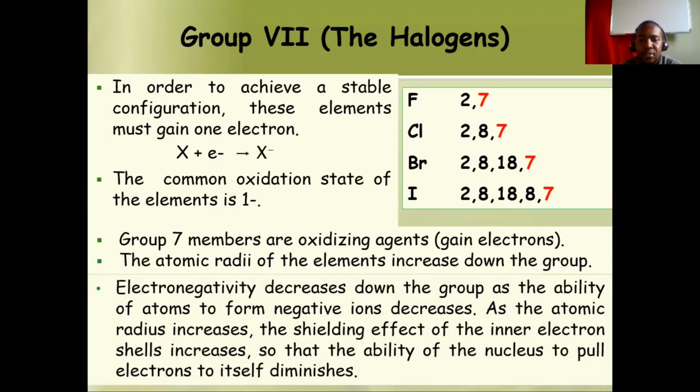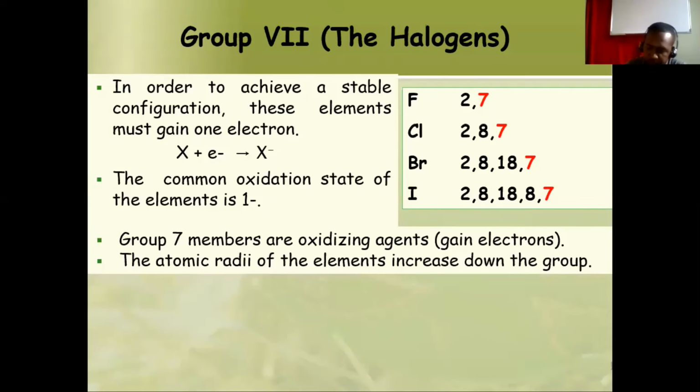Why going down the group does the tendency to form ions decrease? Because it will be more difficult to add an electron if the atom is larger. It will be more difficult for the atom to gain an electron if it is larger. So why, if it's larger, would it be hard for it to actually gain the electron? What's a key factor in order for it to gain electrons? Yes, to get a full outer shell.